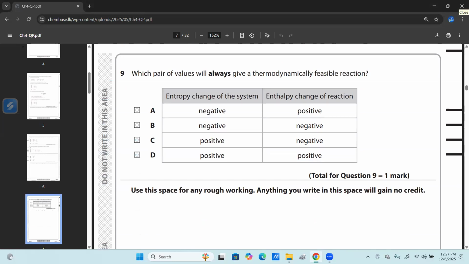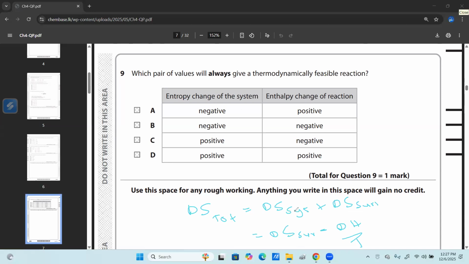Which pair of values will always give a thermodynamically feasible reaction? For that, children, we need to know that total entropy is equal to the entropy of the system plus the entropy of the surroundings. And we know the entropy of the surroundings is given by minus delta H over T. So using that only, we have to find the answer.